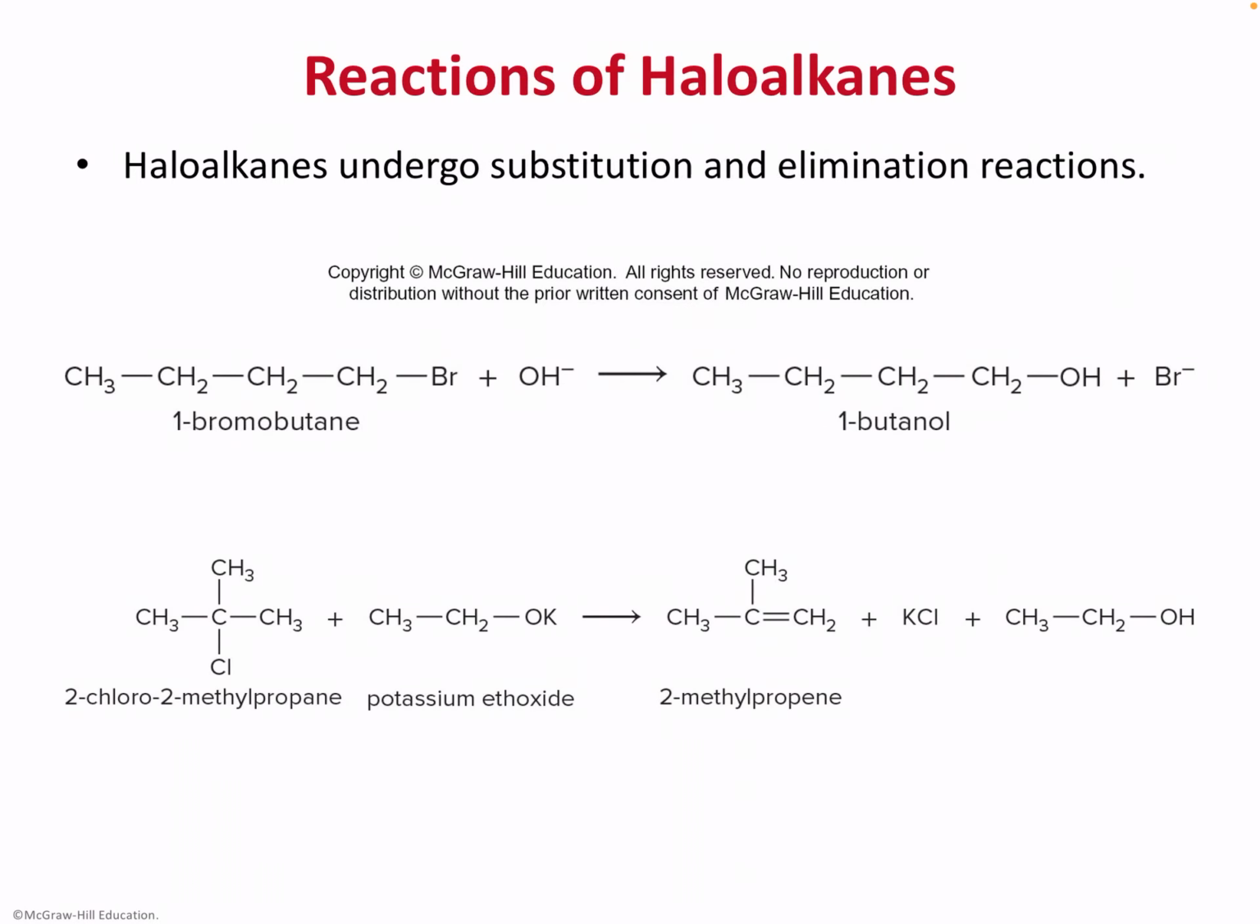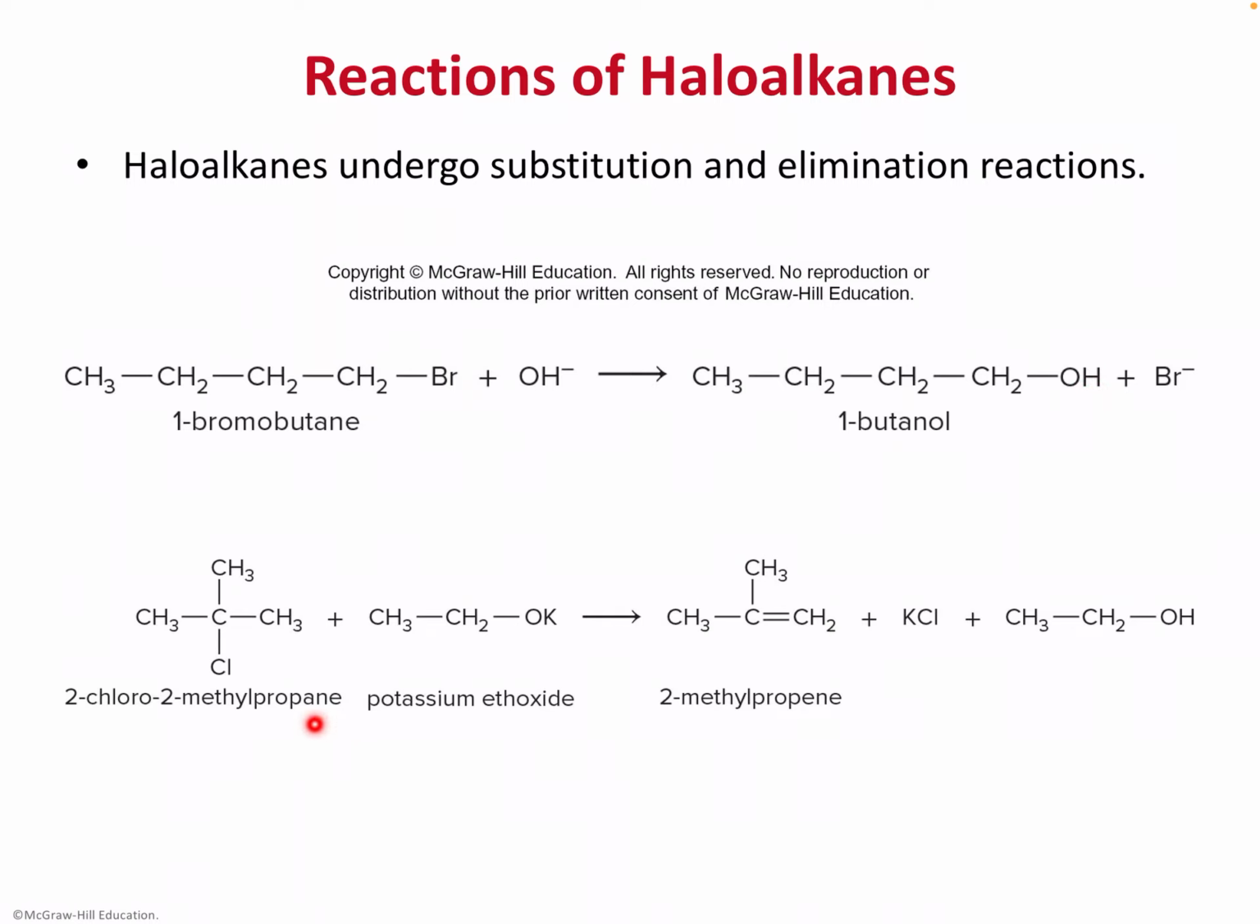So these haloalkanes undergo substitution and elimination. So here, if you have this 1-bromobutane, this molecule with hydroxide, the bromide would be leaving and hydroxide would attach to the carbon. So basically it is a substitution reaction. Okay. Instead of bromine, now you have a hydroxide group, or the alcohol group OH.